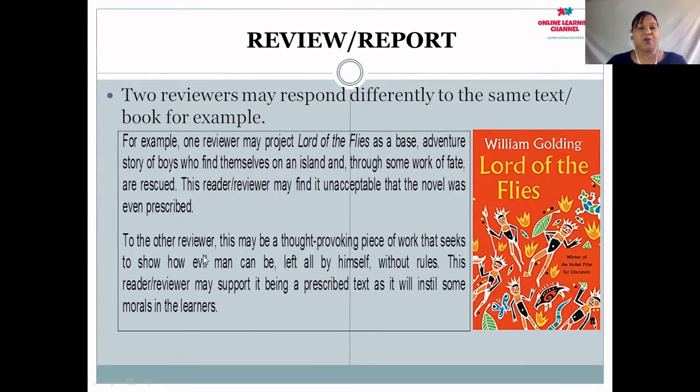The other viewpoint is from another reviewer. To this other reviewer, this may be a thought-provoking piece of work that seeks to show how evil man can be, left all by himself and without rules. This reviewer may support it being a prescribed text as it instills some morals in the learner. So here there are two types of reviews of one book, and it's subjective from the reviewer's point of view. Some people may not like the book, other people may like the book and have a positive review of the book.